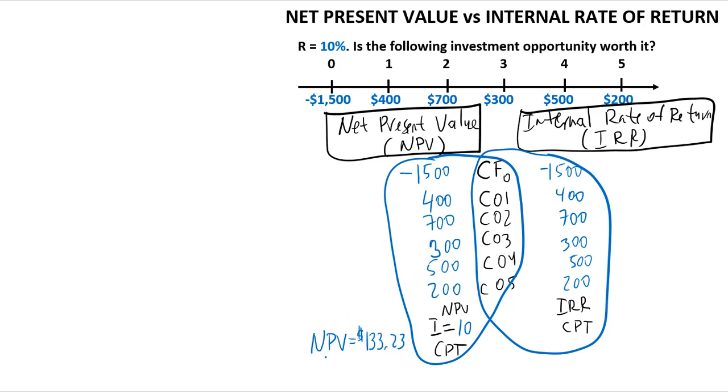So NPV equals $133.23. And because the number is positive, it tells us that the amount of money you invest today, $1,500, is less than all the amounts of money you get back in the future 5 years by $133.23. So you get $133.23 more in the future than how much you would be investing now, which means the investment is worth it.